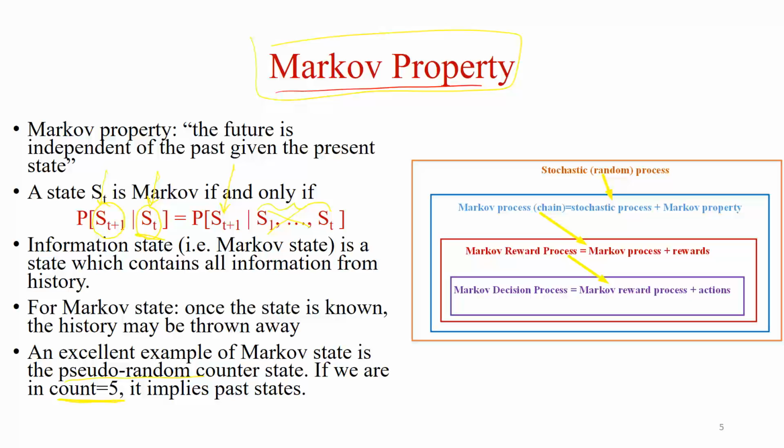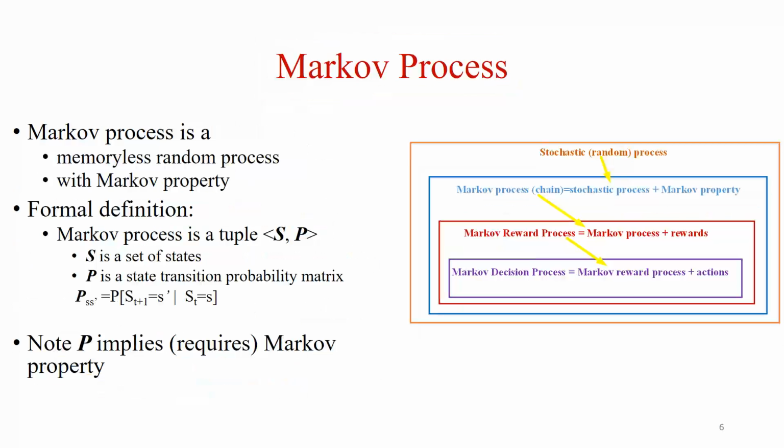Okay. Now, with that, we can define a Markov process as a memoryless random process that satisfies the Markov property. It is basically a tuple where the first element is a set of states, and the other is a state transition probability matrix.